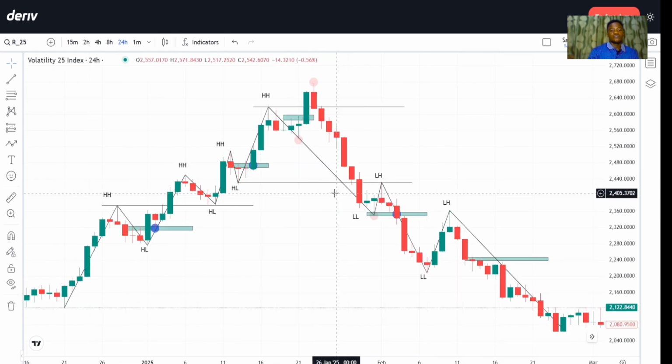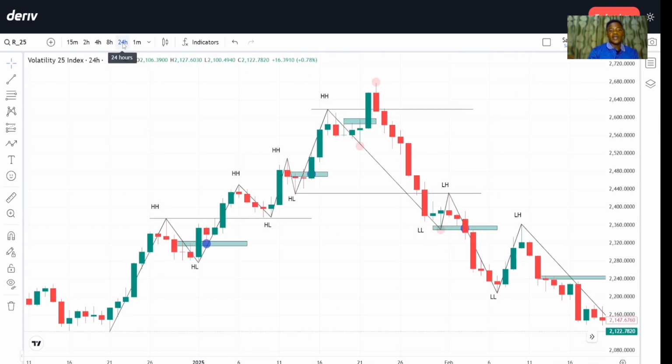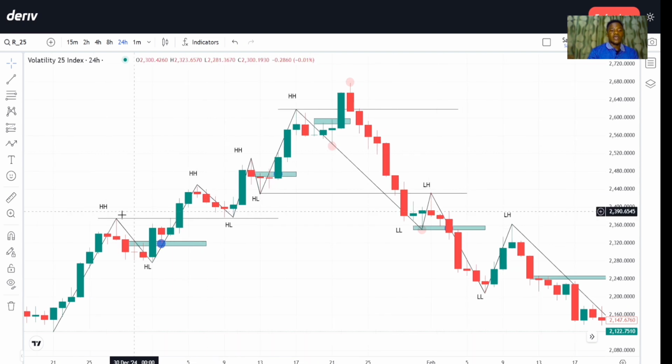So now we are on the 24 hours time frame. These are higher high, higher low, higher high, higher low, higher high, higher low, higher high, lower low. At this point, you might be wondering why this is not named a higher high. Before you can name a higher high, you must be sure that high is higher than the previous high. So why are we not naming this a higher high?